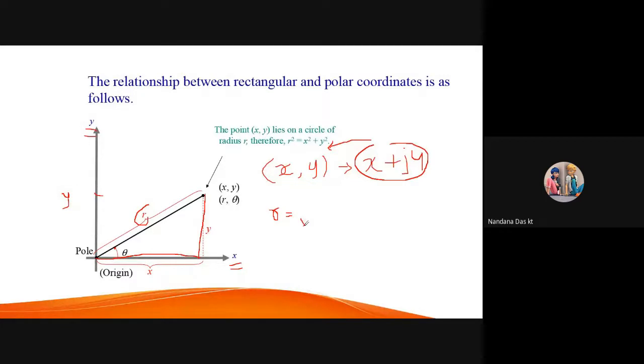r is equal to the square root of adjacent square plus opposite side square. We know hypotenuse square is equal to adjacent side square plus opposite side square. Hypotenuse is r, so hypotenuse square is r square. The adjacent side is x, so adjacent side square is x square. The opposite side is y, so opposite side square is y square. So from this formula we can write r is equal to square root of x square plus y square.